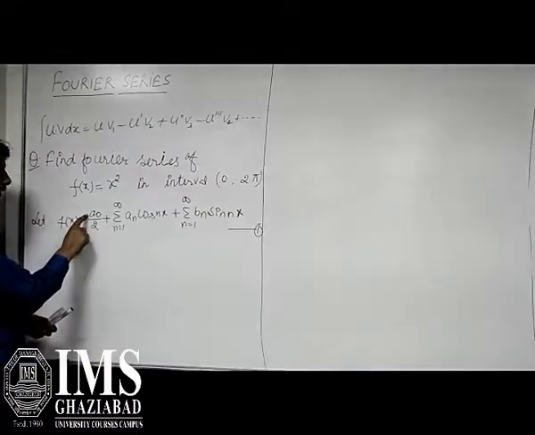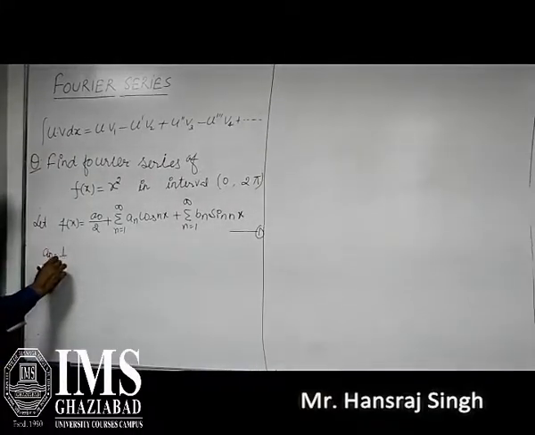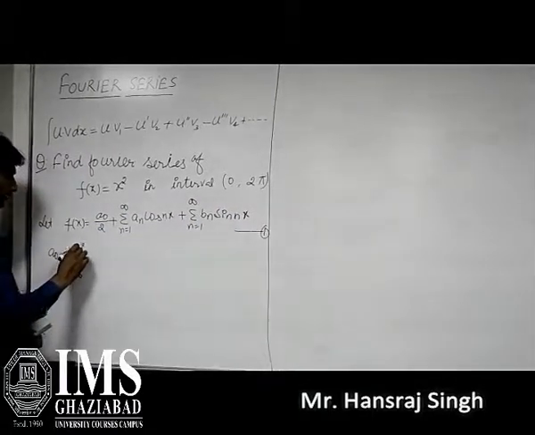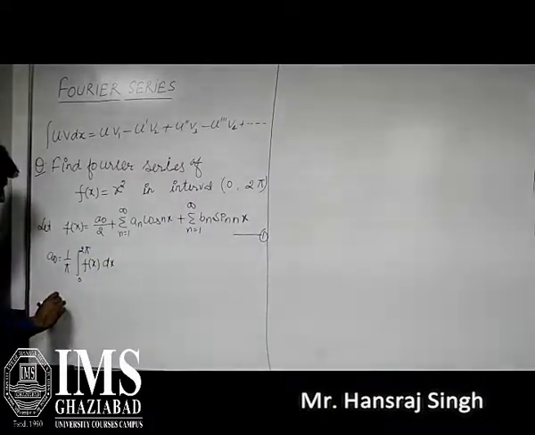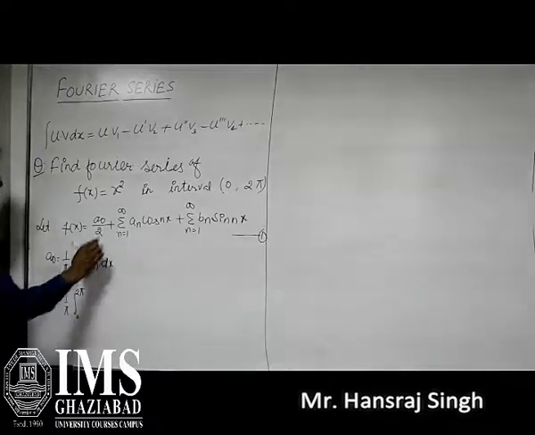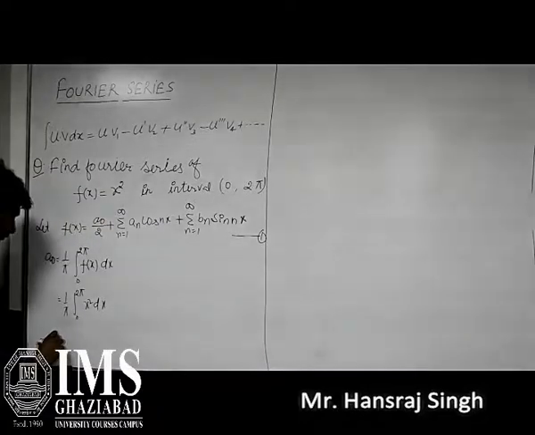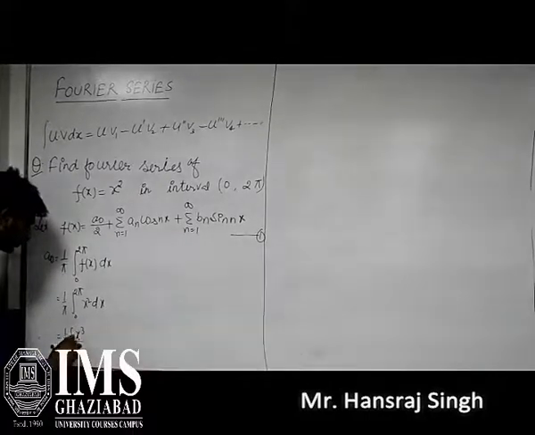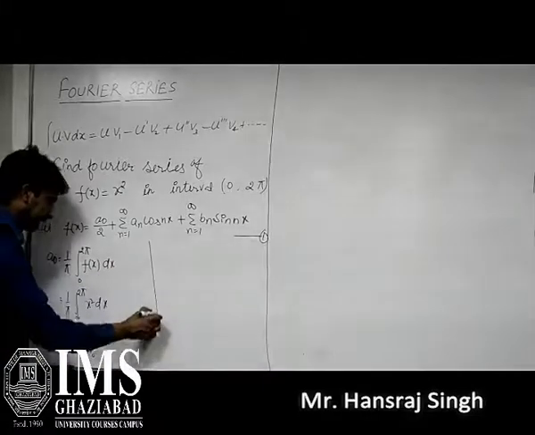So here we find a₀, aₙ and bₙ. The formula for a₀ is 1/π, and the given limit of the interval is 0 to 2π, and this is f(x) dx. So it is also 1/π, limit 0 to 2π, and f(x) is given as x², dx. Here we integrate x² with respect to x. So this is 1/π, the integration of x² is x³/3, and the limit is 0 to 2π. So we can also easily calculate this.